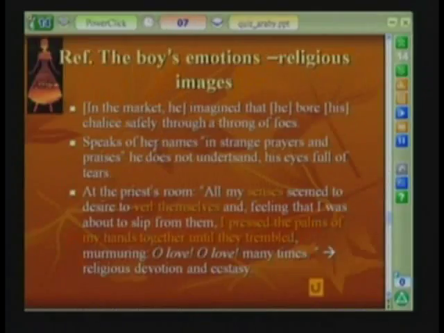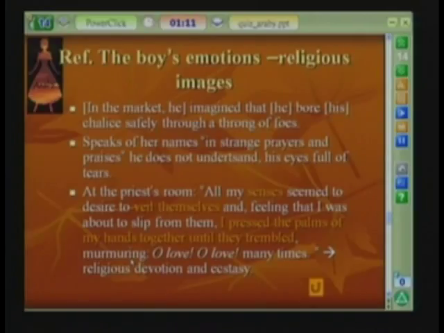Okay, let's move on. This is for your reference, images of religion. For instance, in the market, because the marketplace is a noisy place, he feels that he's among the enemies. And then he's protecting his chalice, 那个圣杯. And when he's in the priest's room, he prays, and he speaks her name in strange prayers and praises. He gets so emotional that his eyes are full of tears. Also in the priest's room, he's in complete darkness, so he feels that the senses of his body are veiled, becoming dull. And then he presses the palms of his hands together to murmur his prayers.